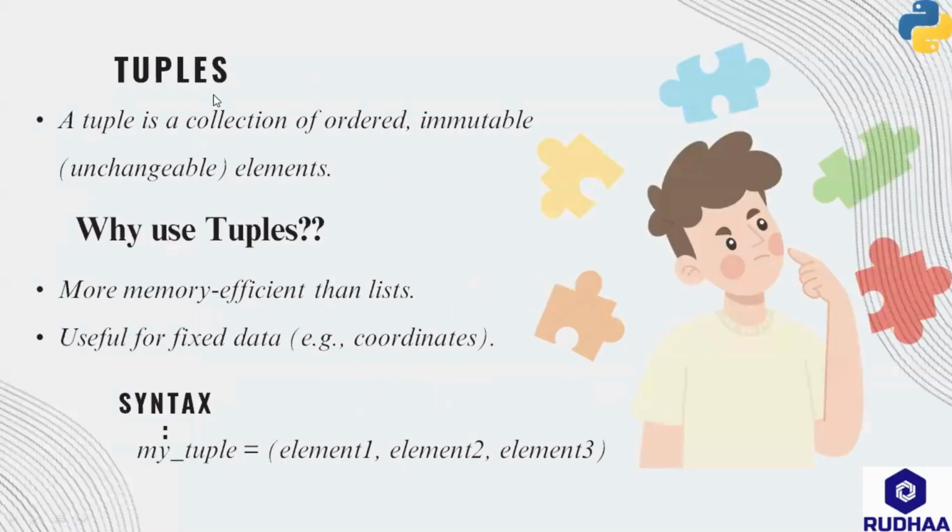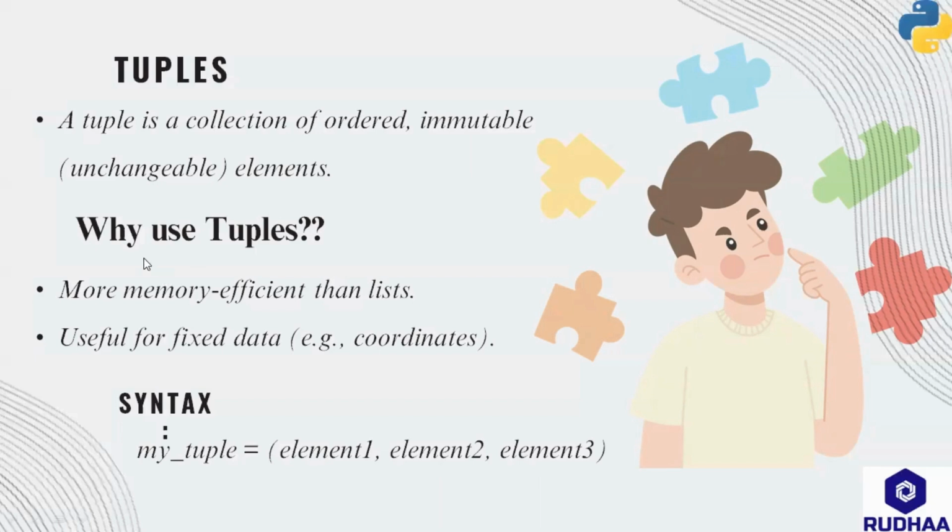So next is tuples. A tuple is a collection of ordered, immutable elements. The difference between a list and a tuple is this mutability. A list can be modified at any time, whereas tuples cannot be modified, that is, unchangeable. Once you fix those elements as a tuple, till the end the same elements will remain. You cannot modify, add, insert or delete any element.